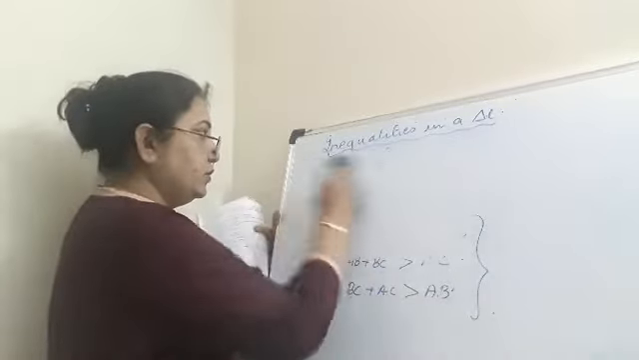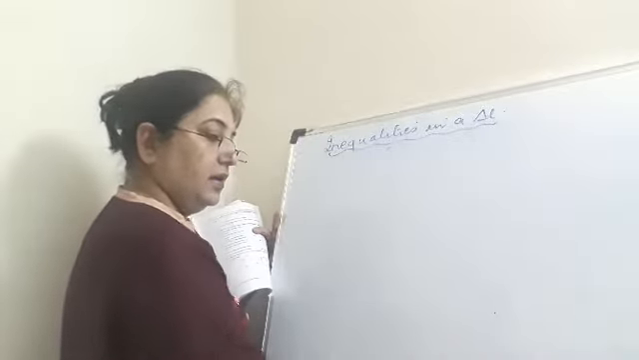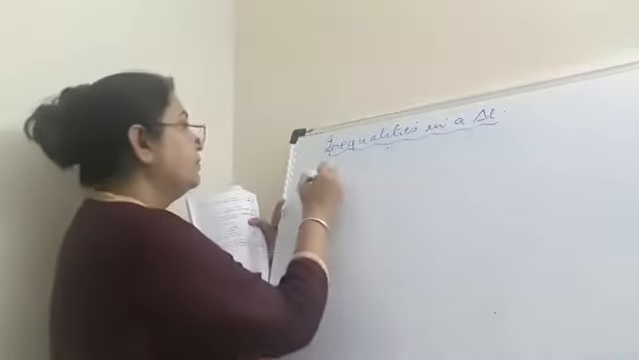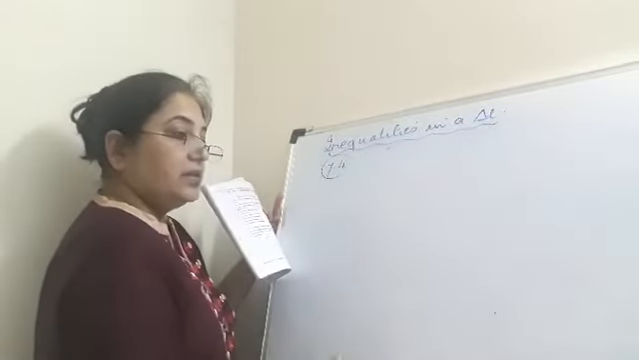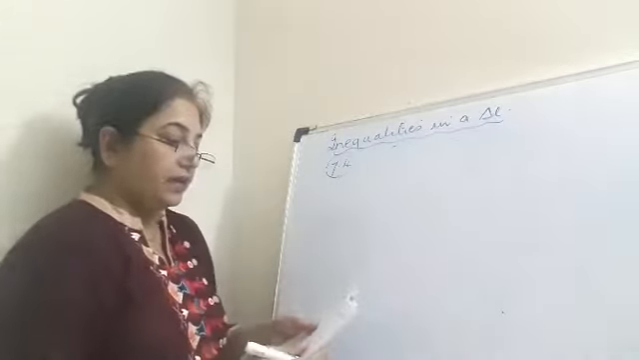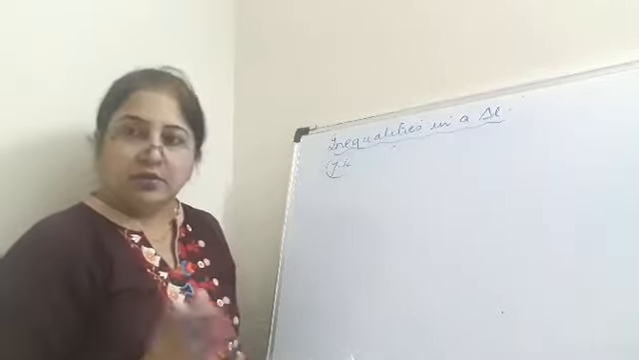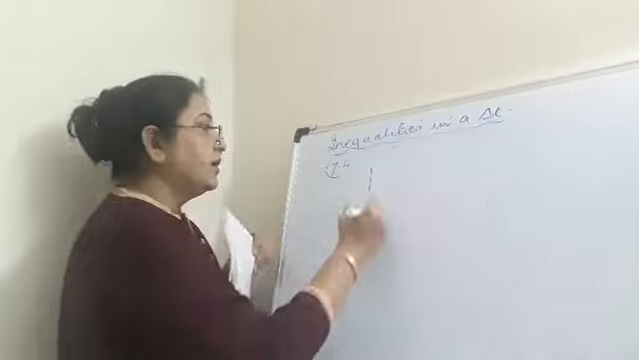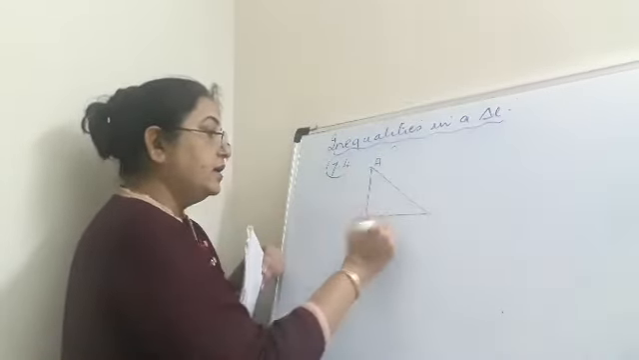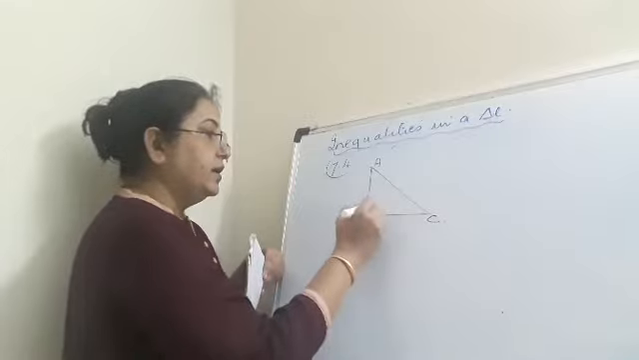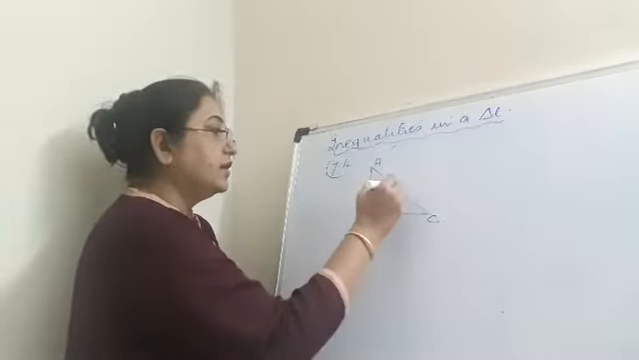These inequalities you will write in your notebook, learn these, and then we'll learn to apply this in the exercise 7.4. Okay, now it says that you have to show that in a right angled triangle, the hypotenuse is the longest side. Now this is a right angle triangle, ABC, angle B is a right angle. Now you have to prove that this is the longest side.